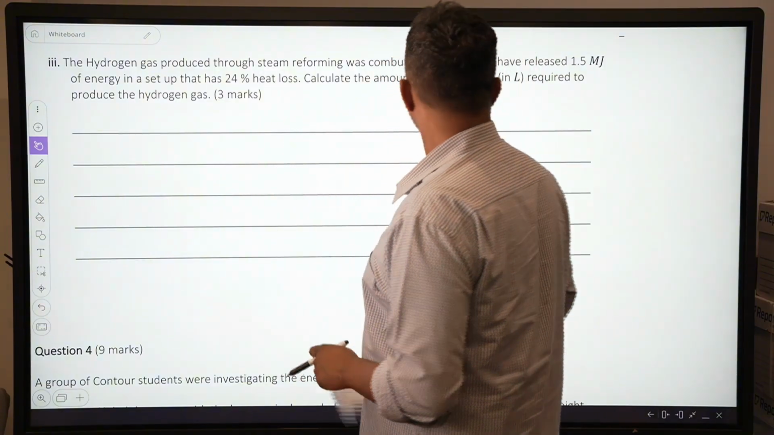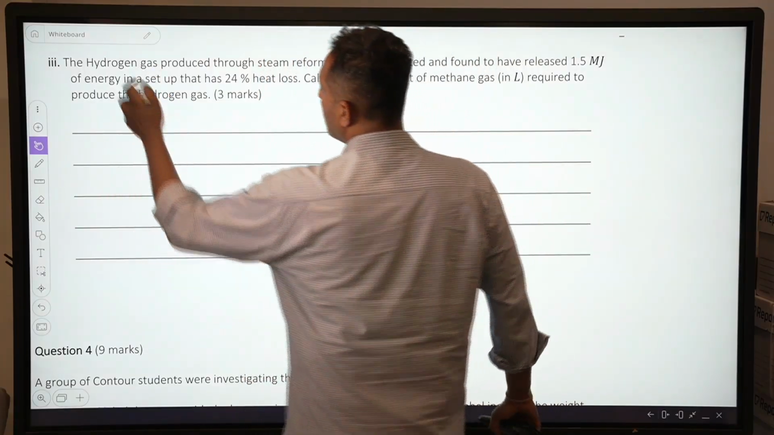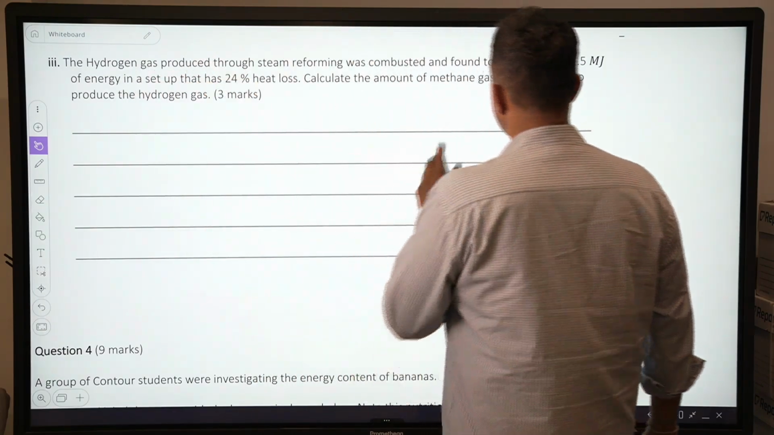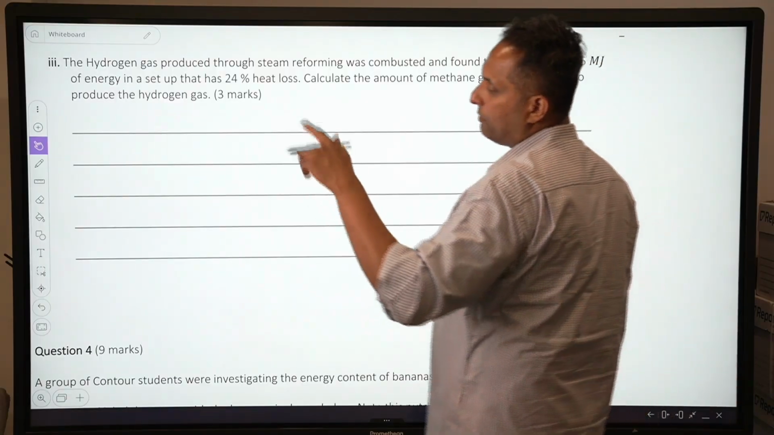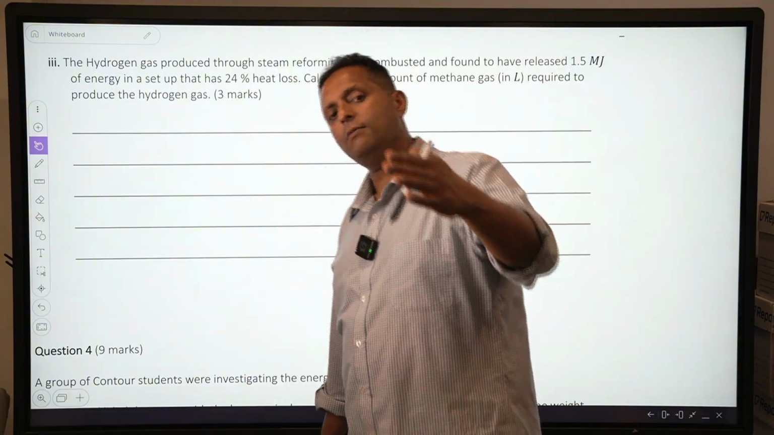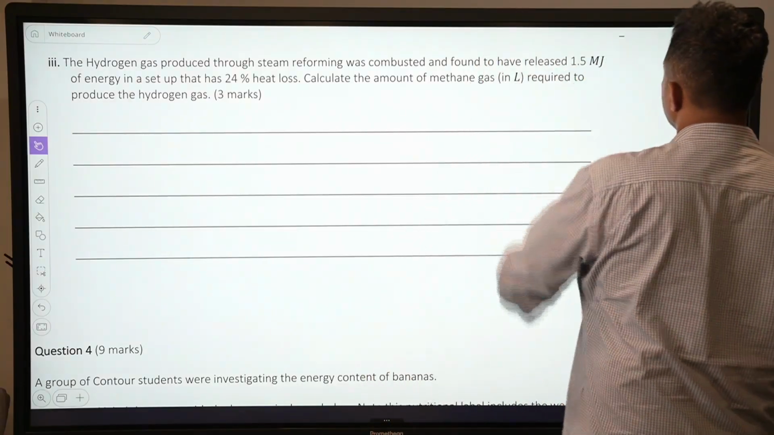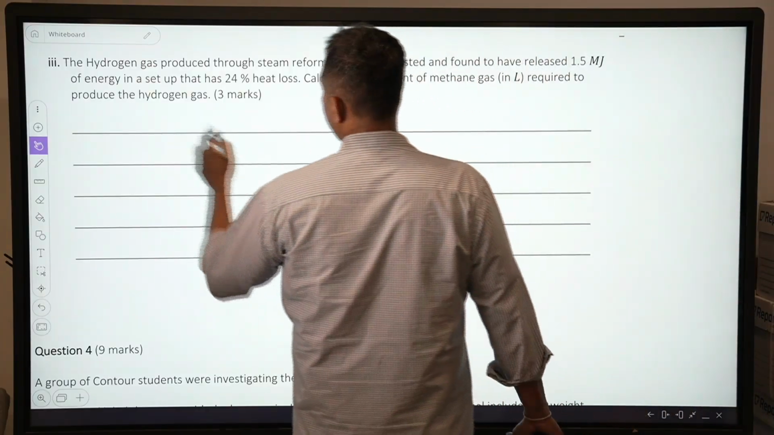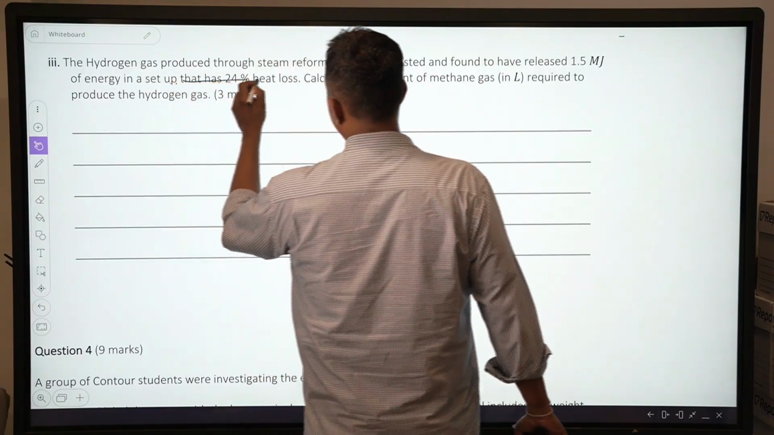All right. The small change I'm going to make is this. Let me read it out. The hydrogen gas produced through the steam reforming was combusted and found to have released 1.5 megajoules. So remember, during the steam reforming reaction, we are producing hydrogen. So they have combusted that hydrogen, and they have produced 1.5 megajoules of energy. Okay, full stop. I'm going to cross this out.